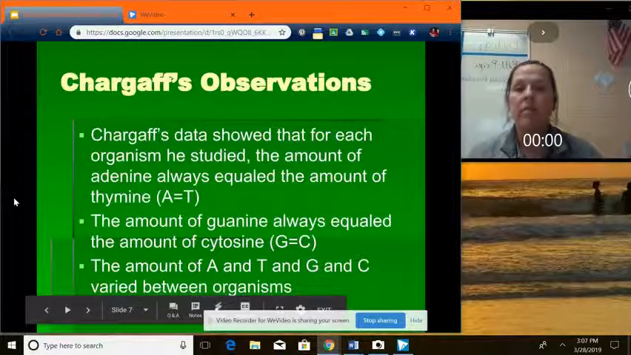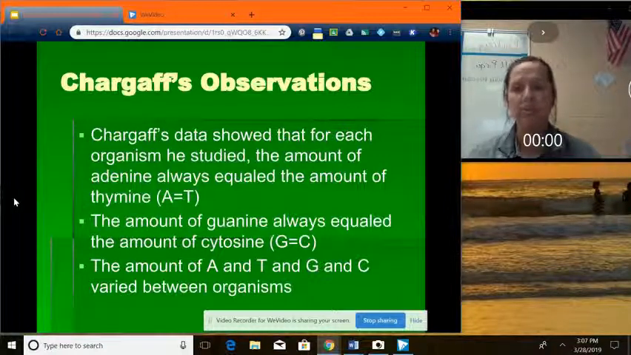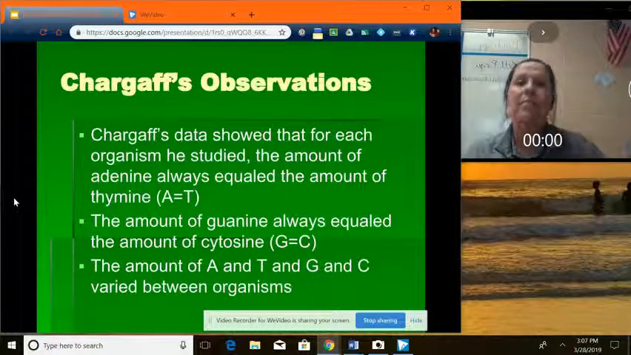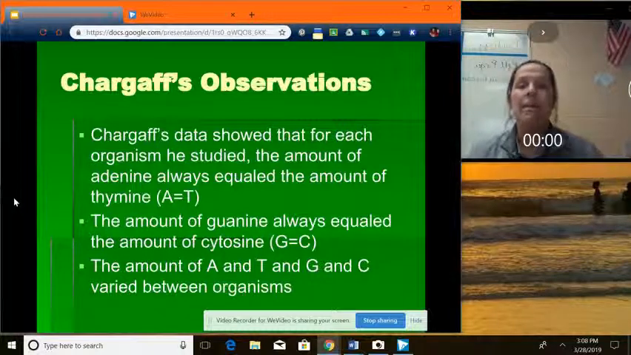Okay, so kind of the background about how they figured out the bases, how they're purines, pyrimidines, and what DNA is made of. There's a scientist by the name of Chargaff, and he conducted an experiment, and his data ended up showing that for each organism he studied, the amount of adenine always equaled the amount of thymine. And then on the opposite end of that, the amount of guanine always equaled the amount of cytosine. So A equals T, G equals C. Okay, now because of this, A always pairs with T and G always pairs with C. We'll see that in a minute.